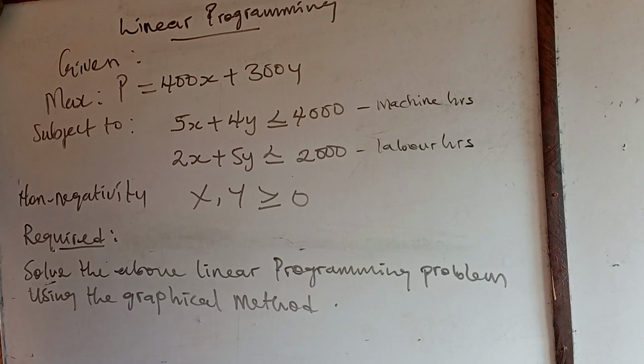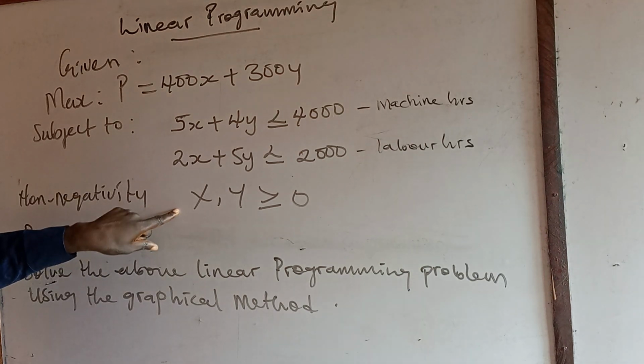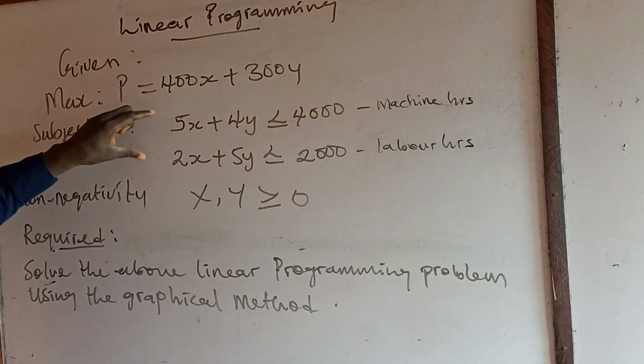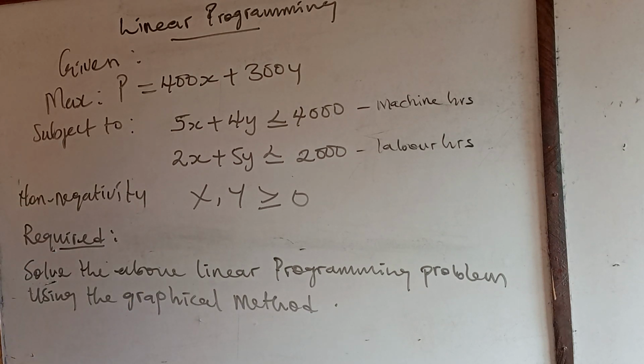Question on linear programming. The objective function has been stated, as well as the constraints and the non-negativity. The requirement is that we have to solve the linear programming problem using the graphical method. So how do we go about this?